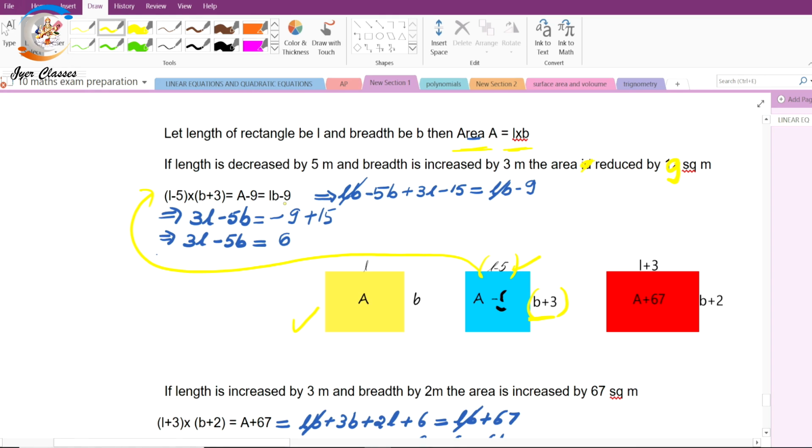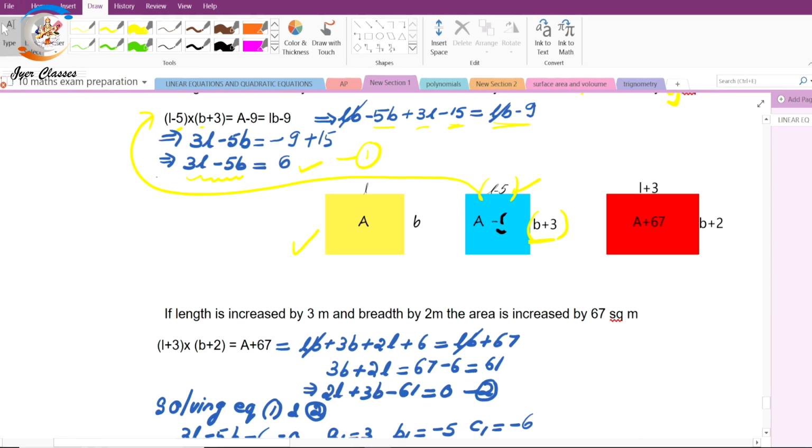Okay, so when I multiply by opening the brackets, I get L into B, it is equal to LB. Then you have got B multiplied by 5, that is minus 5B. 3 multiplied by L, it is 3L. And then minus 5 times 3, that is minus 15, and that is equal to area minus 9, so LB minus 9. Simplifying the equations, I get 3L minus 5B is equal to 6, which I mark as equation number 1.